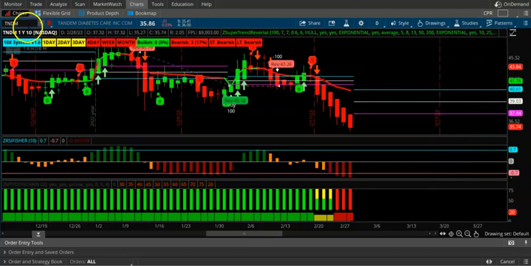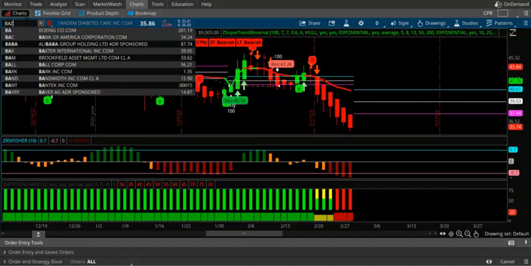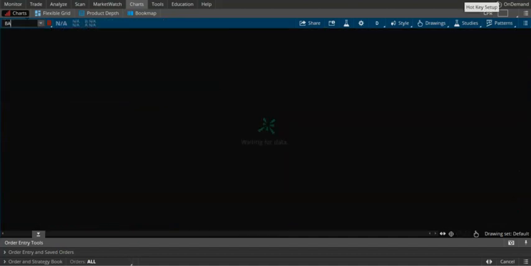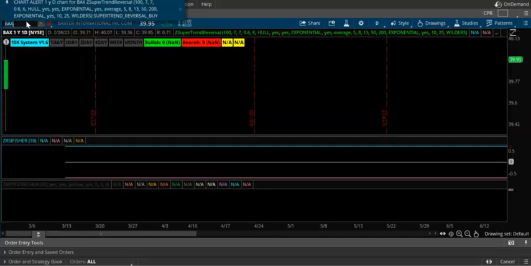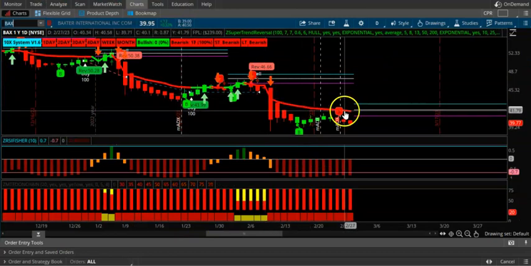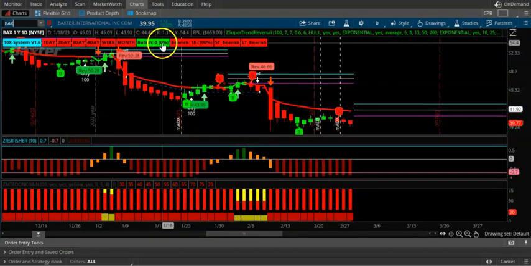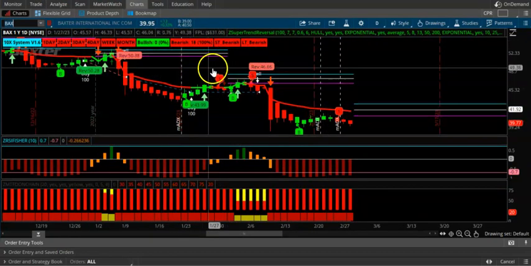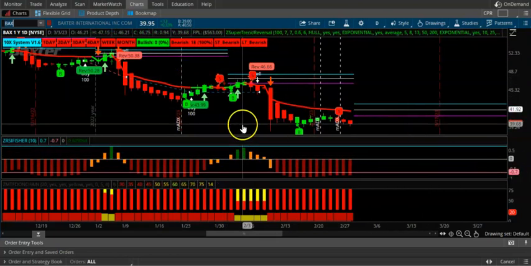The second stock is BAX. Same setup here, bearish, all the time frames are bearish. CPR is turning down, so this is a good one too for a bearish setup, BAX.